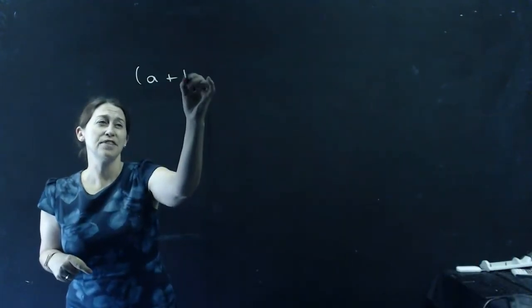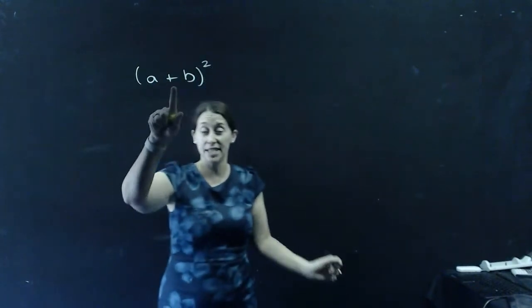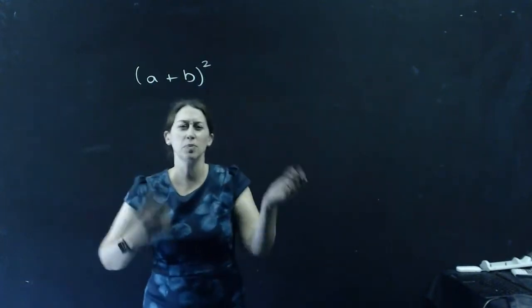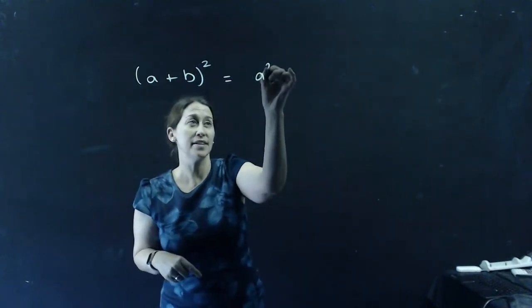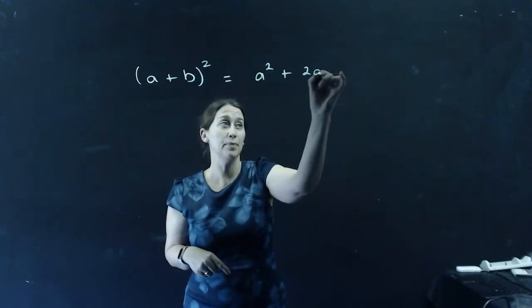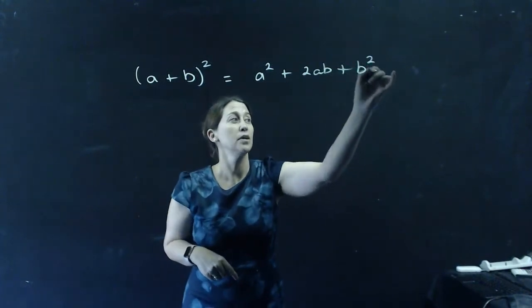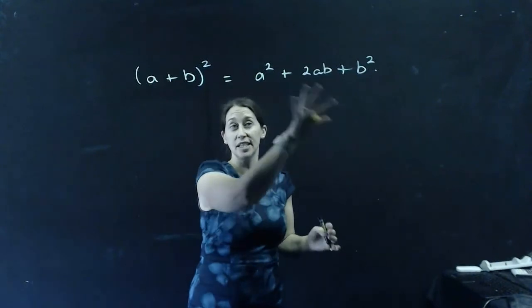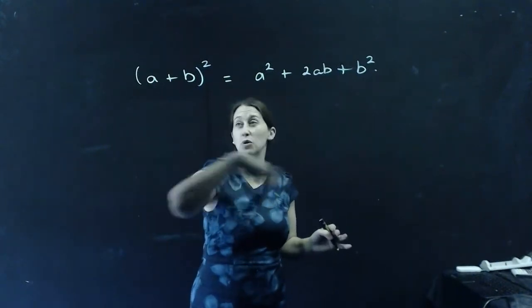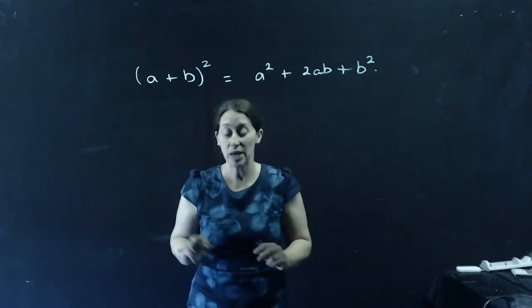You'll remember the perfect square, which can potentially have a takeaway sign there, but let's just look at the positive one for now. A plus b all squared expands to be a squared plus 2ab plus b squared. So let's have a look at what happens when we've got a quadratic expression that looks like it's in this form. How can we factorize it so it's back in this form?